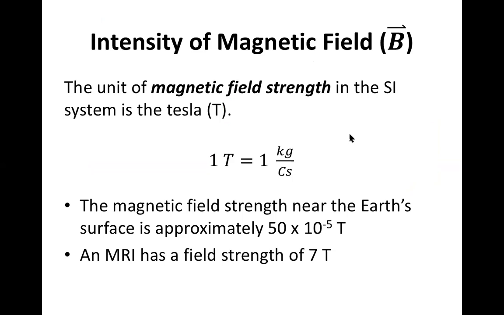So let's define capital B as the magnetic field strength, and it has SI units of Tesla. So 1 Tesla, capital T, is 1 kilogram per coulomb second. Just like the other field strengths, small g and epsilon, capital B is a vector quantity, so we put a vector arrow on it if we are formally stating it. If you don't include it, then you're just talking about the magnitude of the field strength. The magnetic field strength near Earth's surface is 50 times 10 to the minus 5 Tesla, and an MRI has a field strength of 7 Tesla.